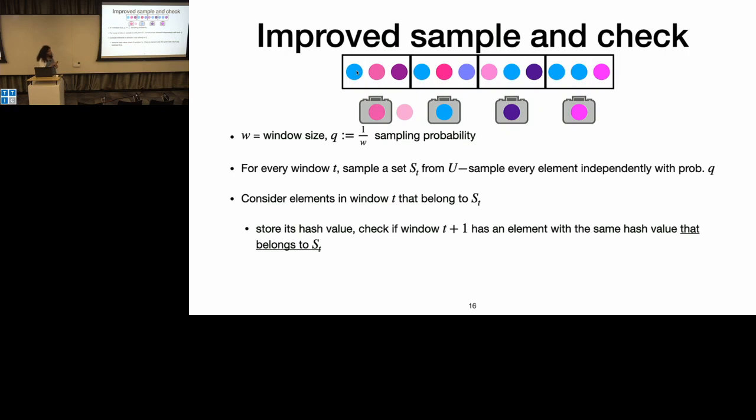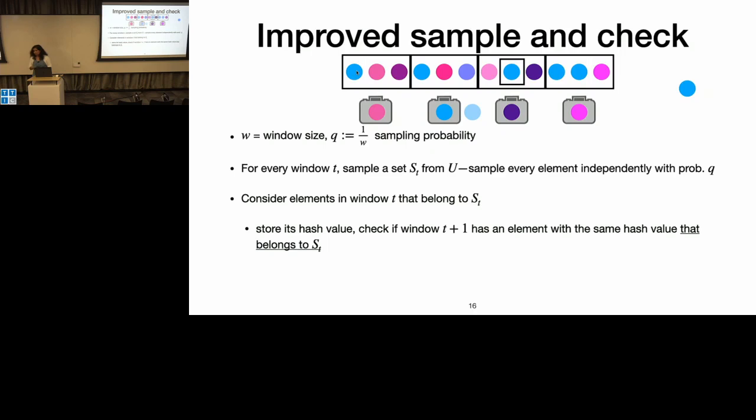So let's go with the blue element. The blue element was sampled here. I just wanted to show the comparison. This is the hash value. This blue and this blue are the same. That is a heavy hitter. And you see that, voila, that's the same blue that was sampled in the previous window. You output blue. And hopefully that's how we can detect our heavy hitter.